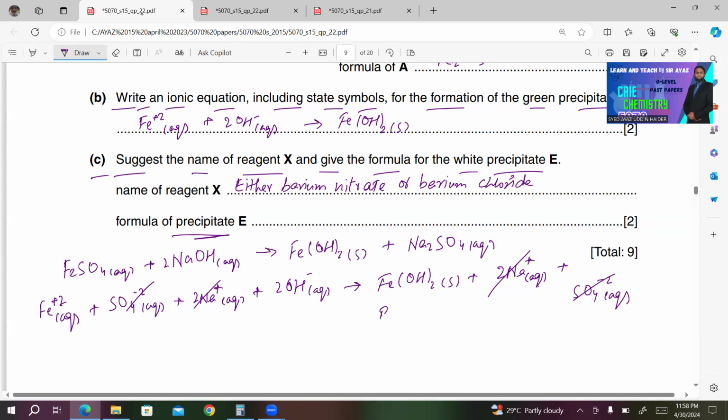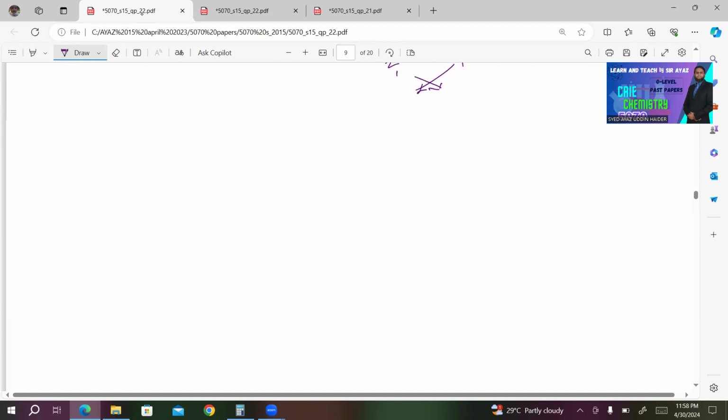Barium sulfate, Ba. The sulfate ion carries a 2- charge, barium carries a 2+ charge. Ignore their charges, same number. The subscripts will be exchanged and you'll get BaSO4. Moving to the next question.